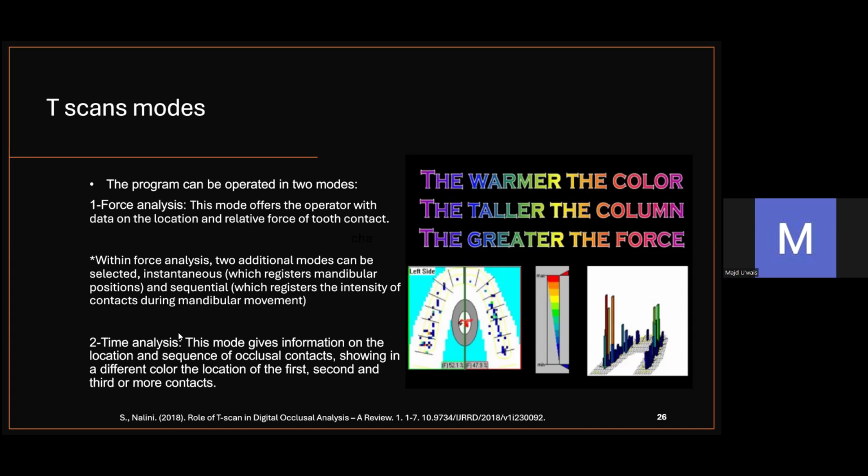The second mode is the time analysis. This mode gives information on the location and the sequence of occlusal contacts, showing in different colors the location of first, second, third, or more contacts along the contacting period. This figure represents the color fringe, as you can see. Each color is coded for a different amount of force. The warmer the color, the taller the column, and the greater the force.